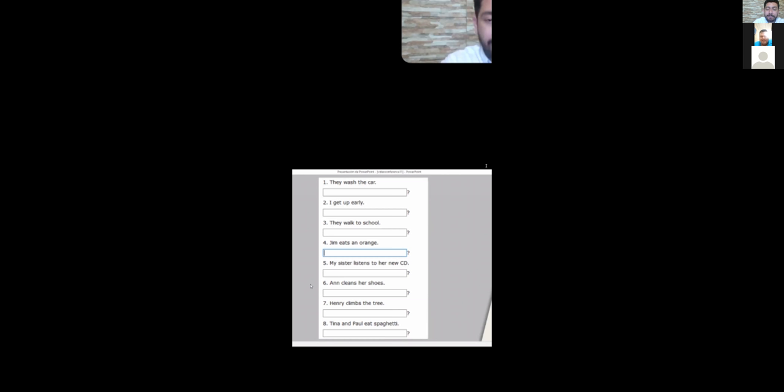En este caso, guíense por el tree. Tree es una cosa, digamos. Una cosa, ajá. Entonces voy a ocupar what. Ajá. Okay, aquí es what. Ahí sería, what teacher. Does Henry climb? Henry climbs the tree.